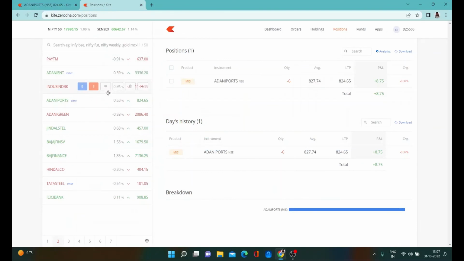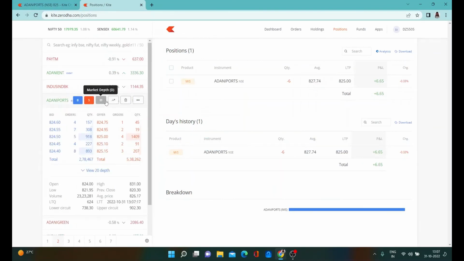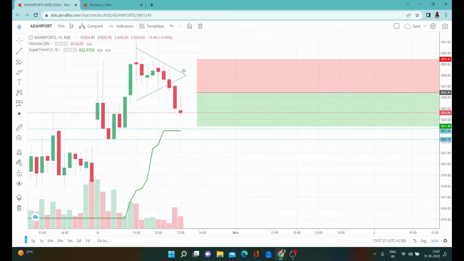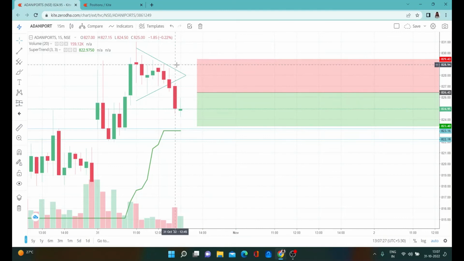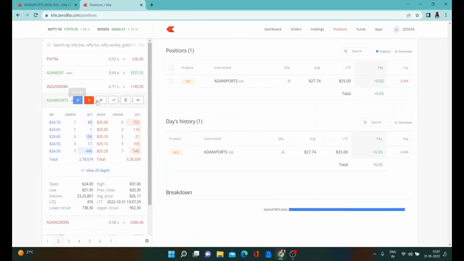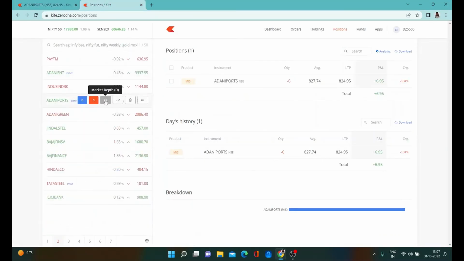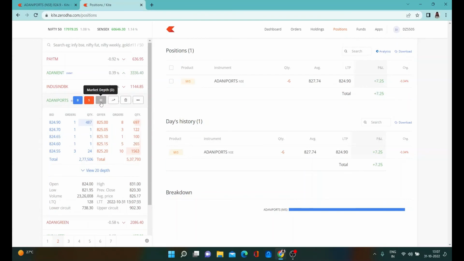Also, you can also get an idea of whether the market is going in a sell direction or a buy direction by looking at the market depth. If you click on this option, you get to see the market depth here, and this is the net sell orders and the total buy orders. The total sell orders are greater than the total buy orders.